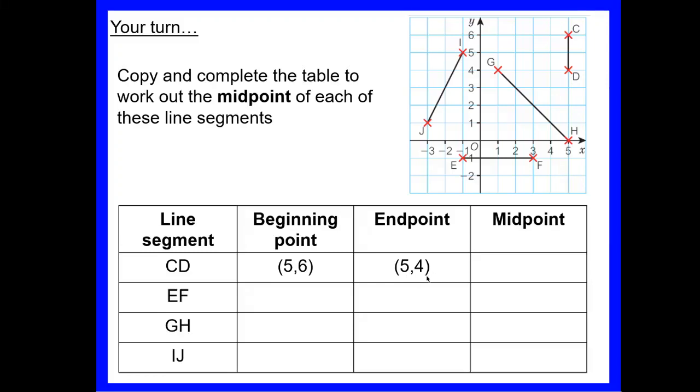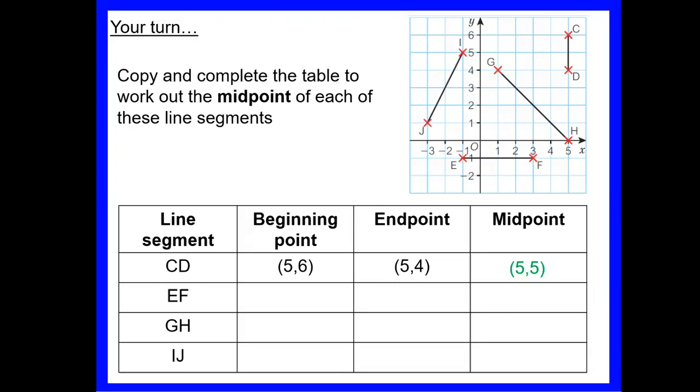So we've put in our end point, and now we find our midpoint. So we look at our line, we can see there are 2 squares, so halfway is here, 1 square in between. So our midpoint there is at 5, 5, so halfway between. So you need to copy the table into your book, write down the beginning, remember that's the first letter, and the end point, the coordinates of the last letter, and then see if you can find the coordinate of the midpoint. Pause the video, have a go now.